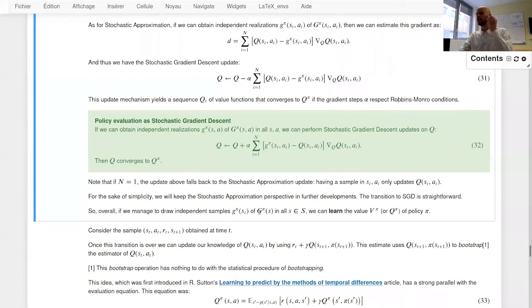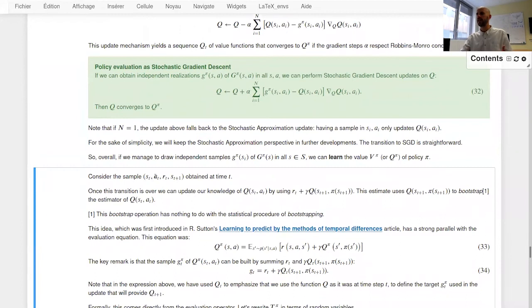Let's remember that G^π(s,a) is the random variable that tells me, from s and a, the sum of rewards I can expect. Consider now the sample (s_t, a_t, r_t, s_{t+1}) obtained at time t. As soon as this sample is acquired, as soon as the transition is over and we have reached s_{t+1}, we can update our knowledge of Q(s_t, a_t) by using r_t plus gamma Q(s_{t+1}, π(s_{t+1})) as a target G^π(s_t, a_t) in this case.